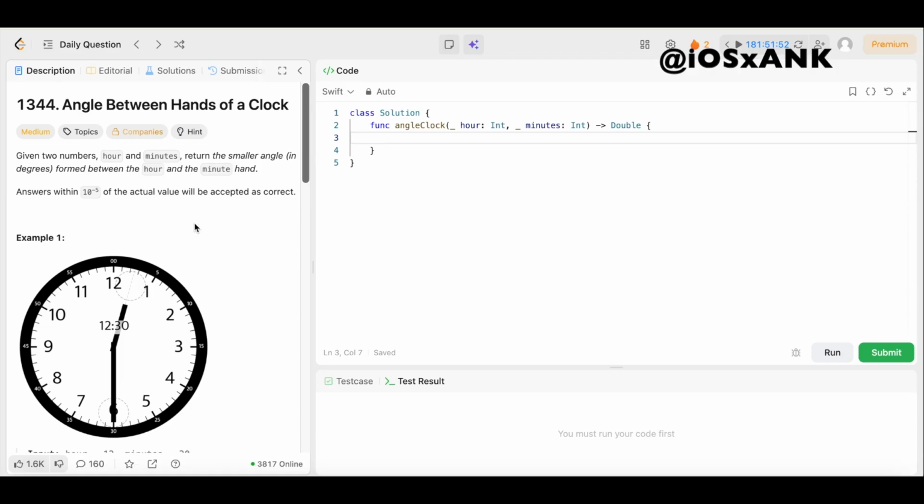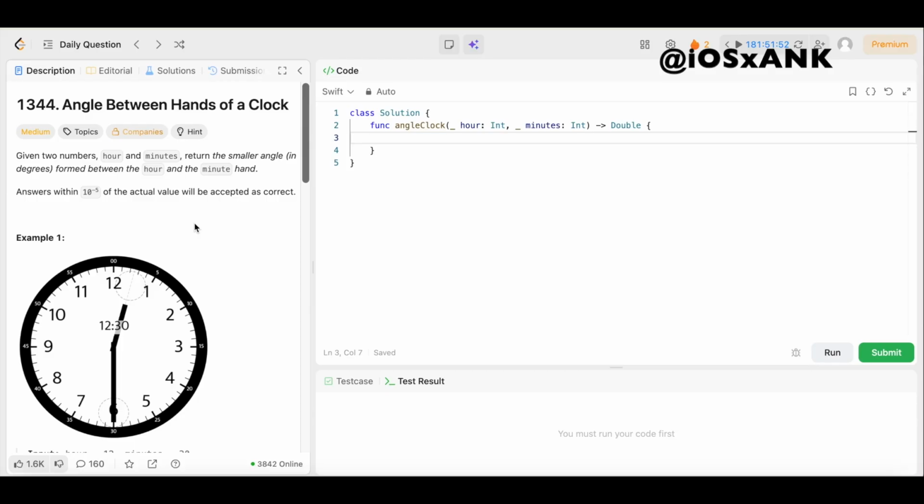Now that we understand the question, let's get into the fun part, the actual solution. First, we need to calculate the absolute difference between the hour hand angle and the minute hand angle. The minute hand moves 360 degrees in 60 minutes, and 360 divided by 60 means it moves 6 degrees per minute. The hour hand moves 360 degrees in 12 hours. 360 divided by 12 equals 30 degrees per hour, which also works out to 0.5 degrees per minute as time passes.